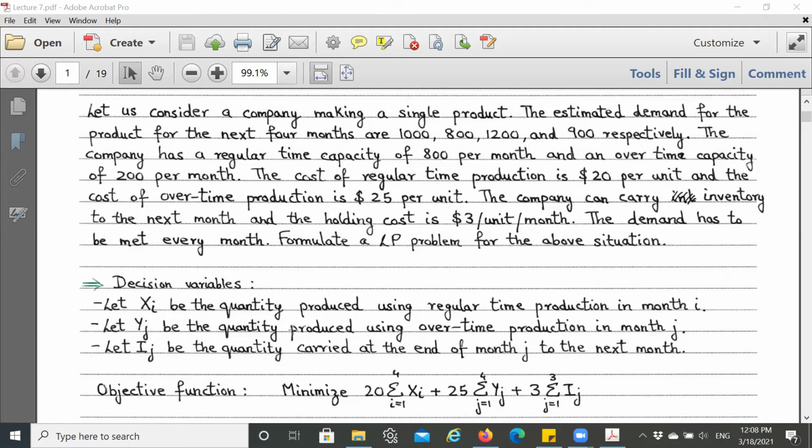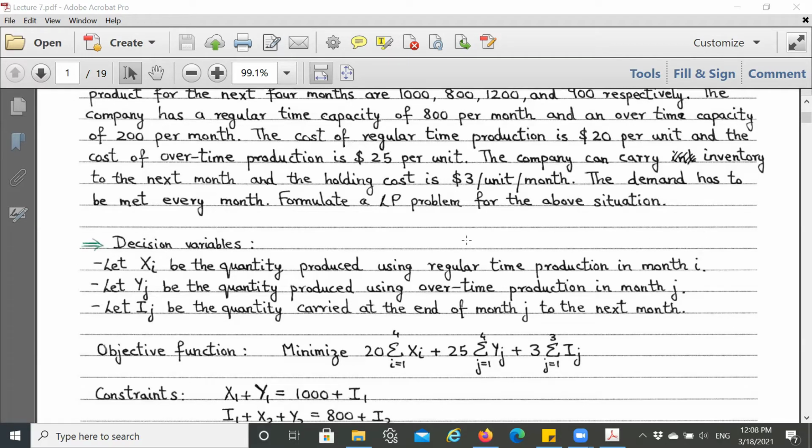All right? So with these three variables defined, we can very easily come up with our objective function, which is obviously to minimize the cost. So we have $20 per unit in regular time and $25 per unit in overtime. So we have 20 times the sum of all the xi's. How many xi's will we have? There are 4 months, so there'll be x1, x2, x3, and x4. So 20 times the summation of all xi's. Similarly, 25 times the summation of all yj's, which is the number of items you produce in overtime production.